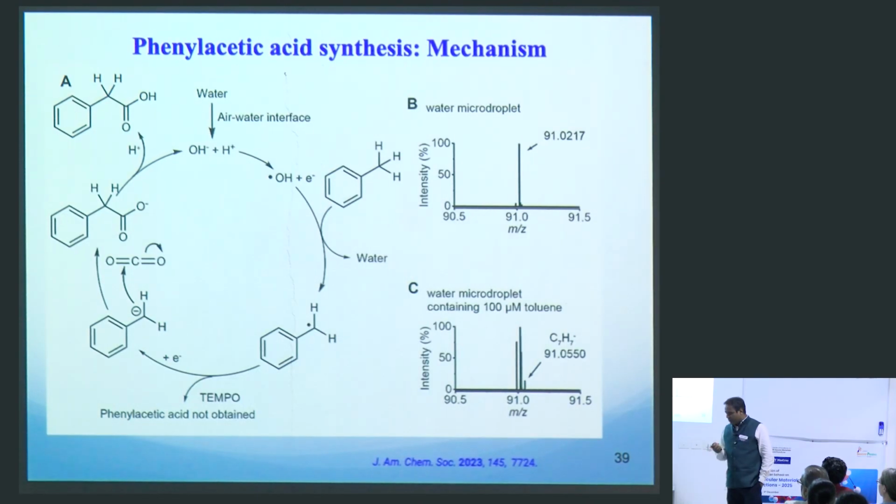If you look at the mechanism, first water forms the hydroxide anion, and then loss of one electron forms the hydroxyl radical. This hydroxyl radical, as I pointed out, is highly active, and it removes one proton, deprotonation, to form the benzyl radical. Normally, the benzyl radical is again unstable. It loses one electron and forms the benzyl carbocation, and then addition of one more electron forms the benzyl anion. This anion is highly nucleophilic, and it adds to the carbon dioxide, and we are able to get the phenylacetic acid.